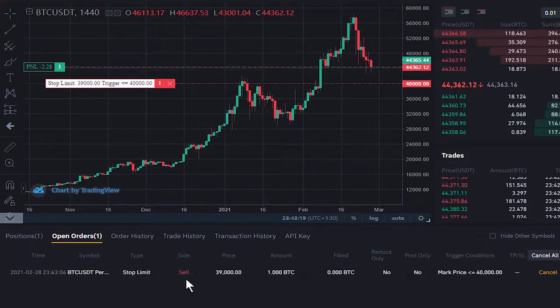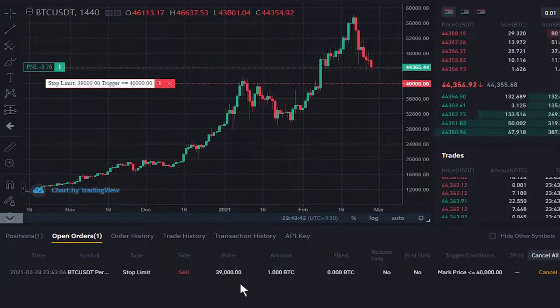So when the price reaches 40,000, a limit sell order at 39,000 will be triggered, and it's usually executed at 40,000 or very near to 40,000, except when the market is sharply falling and you may have some parts of your order filled at lower prices.